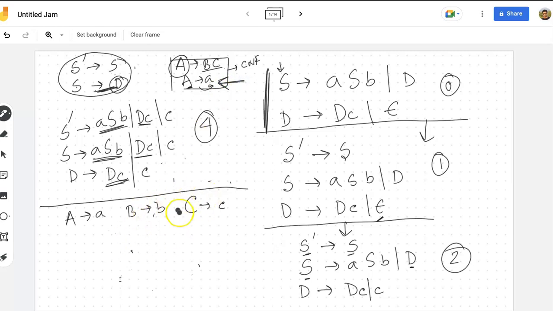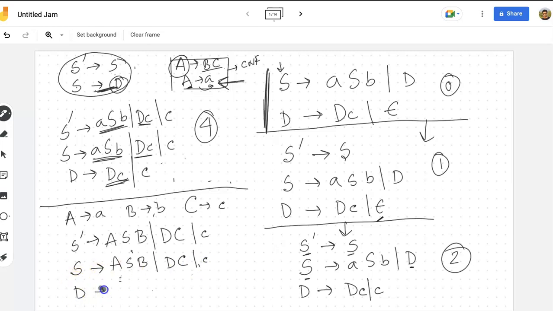Now let's replace as per the new rules. What will be the S dash? S dash will be capital A, S, B, and D, and capital C, and small c is okay. Small c is fine. Now S will be, again the same, S, B, this D, capital C, small c, and D will be capital D, capital C, small c. So this is the fifth step.